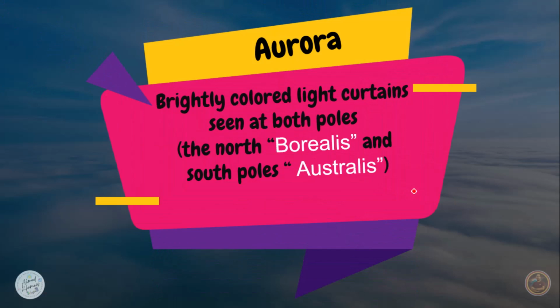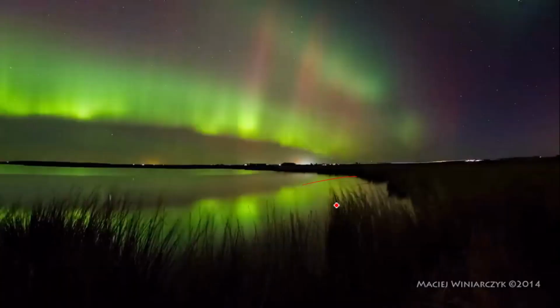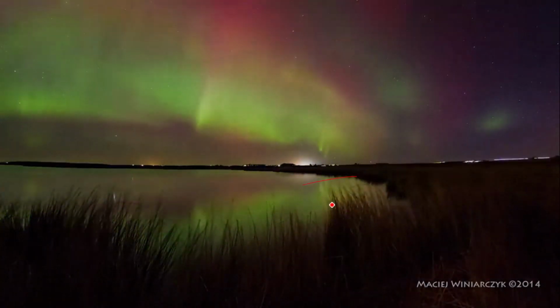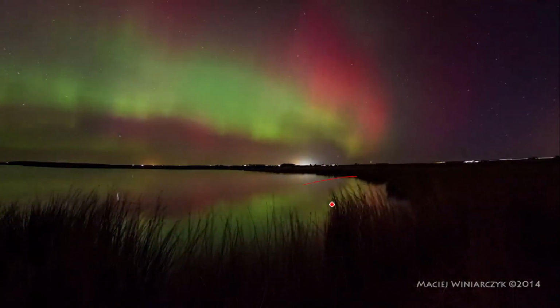The aurora is brightly colored light curtains seen at both poles. If it's in the north, we call it borealis, and in the south pole, we call it australis. And this is some example of the aurora.